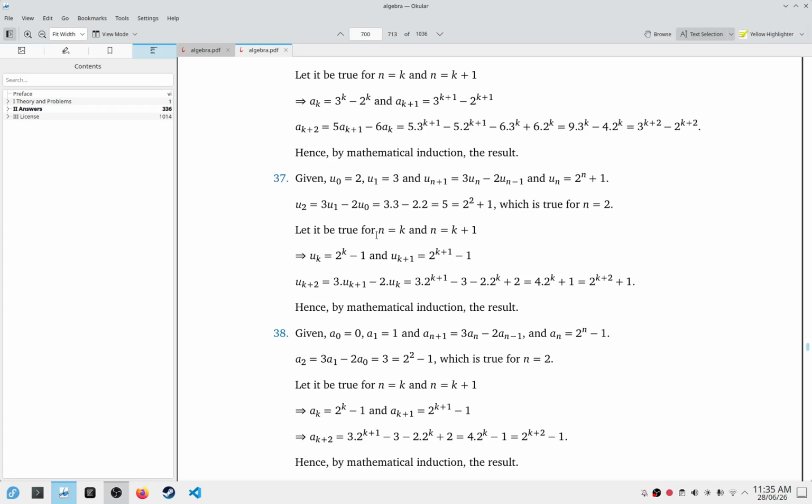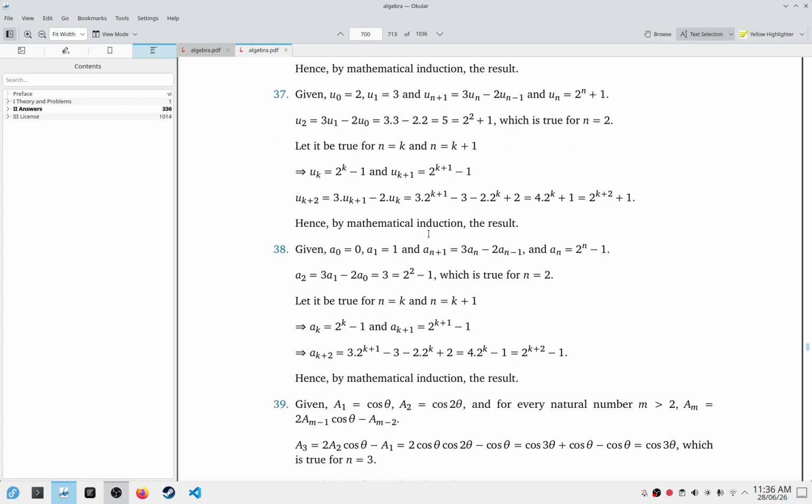Now we let it be true for n is equal to k and n is equal to k+1. So u(k) is equal to 2 raised to the power k plus 1 and u(k+1) is equal to 2 raised to the power k+1 plus 1. u(k+2) is equal to 3 times u(k+1) minus 2u(k). And then we proceed like the previous problem. We arrive at the final value of 2 raised to the power k+2 plus 1. And thus by induction we have proven the result.